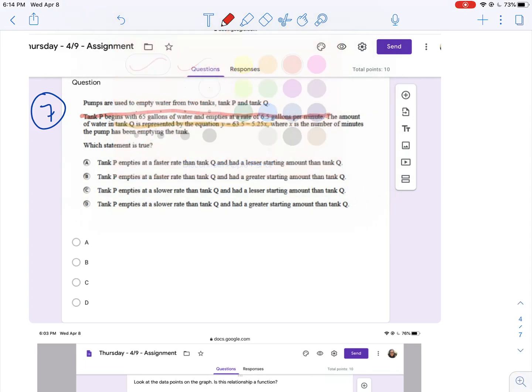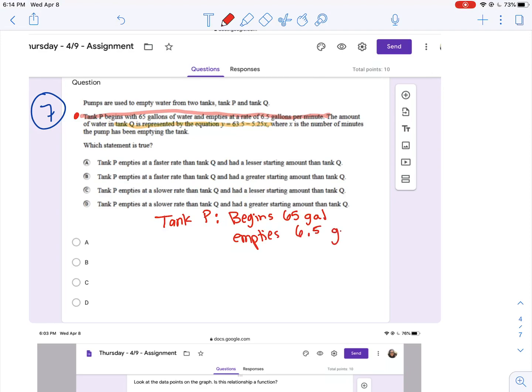So let's look at tank P, let's look at the first statement. Okay, and we're going to make some notes here. So we've got tank P begins with 65 gallons and empties 6.5 gallons per minute. Now, tank Q is represented by the equation here. Now, that's 63.5. That's my beginning amount.